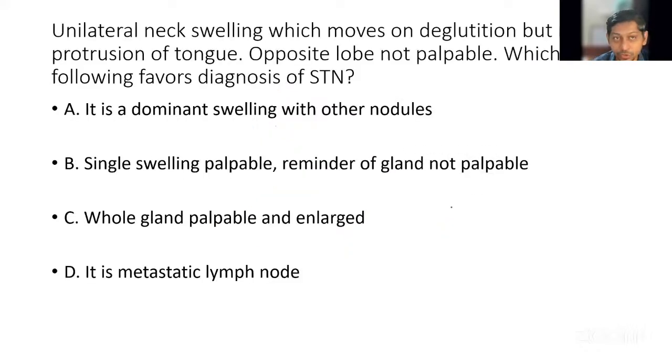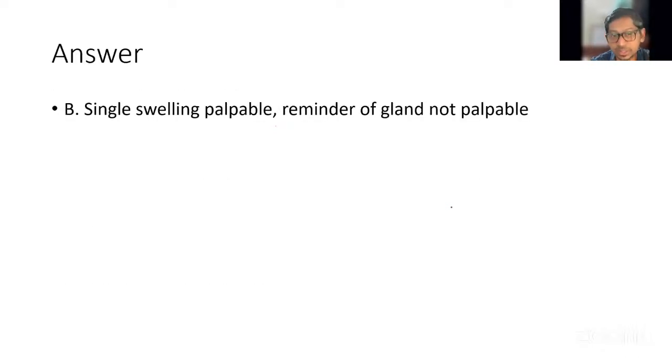Okay. Unilateral neck swelling which moves on deglutition but not on protrusion of the tongue. Opposite lobe is not palpable. Which of the following favors diagnosis of solitary thyroid nodule? It is a dominant swelling with other nodules; single swelling is palpable and remainder of the gland is not palpable; whole gland is palpable and enlarged; or it is a metastatic lymph node. This is a very straightforward clinical question. Nothing much to think about. This is a single swelling palpable, and the remainder of the gland is not palpable.